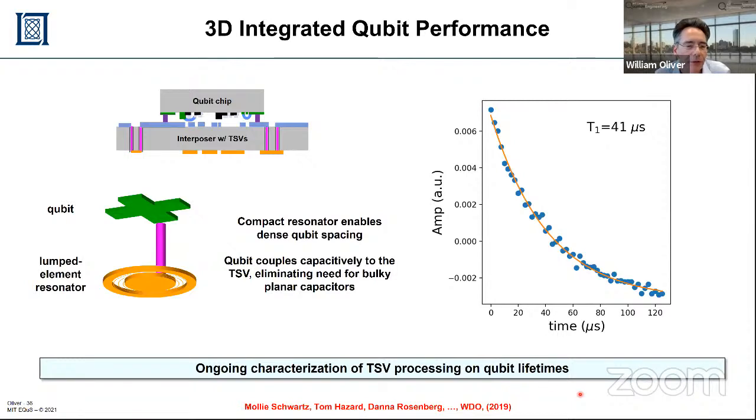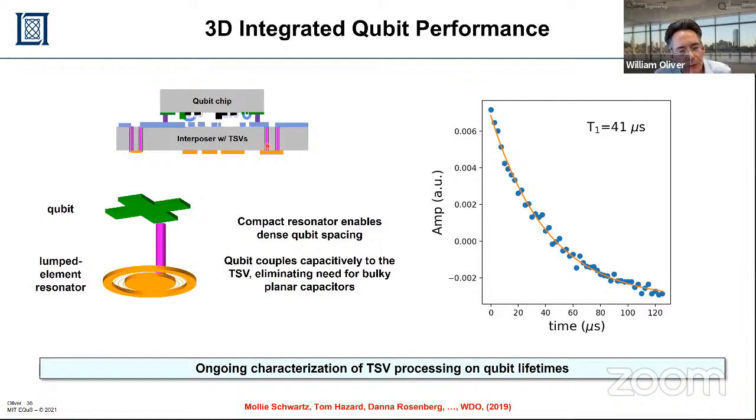Now, using these vias, we've demonstrated that we can route signals to the qubits and read them out. And the qubits have T1 times shown here around 40 microseconds. So flip chipping this together hasn't degraded the coherence times very much, if at all.